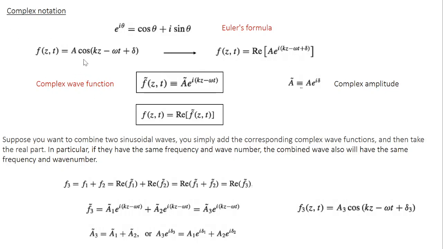So the same expression, using Euler's formula, I can write f of z equal to the real part of A e to the power i(kz minus omega t plus delta). If you expand this exponential term, you get cos(kz minus omega t plus delta) plus i sin(kz minus omega t plus delta). You are considering only the real part. So this corresponds to the previous equation, A cos(kz minus omega t plus delta).